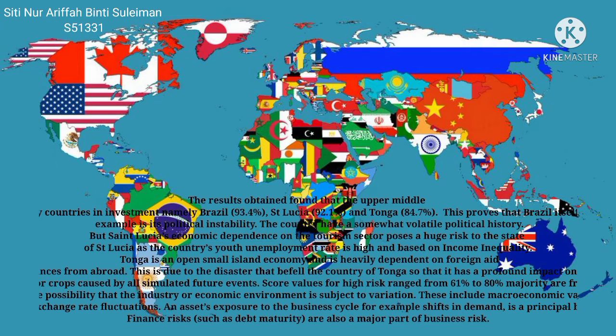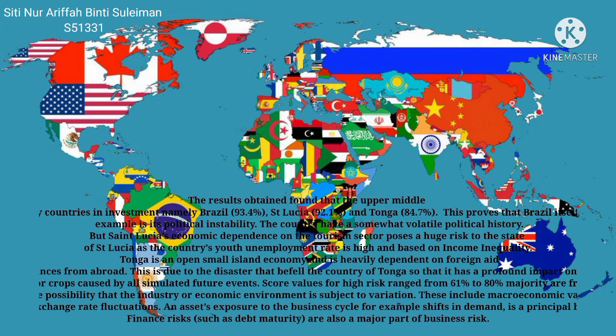This is due to the disaster that befell the country of Tonga, so that it has a profound impact on investment in the economy. The risk of earthquakes and tropical cyclones comes from estimates of direct losses to buildings, infrastructure assets, and major crops caused by all simulated future events. Score values for high risk range from 61% to 80%.